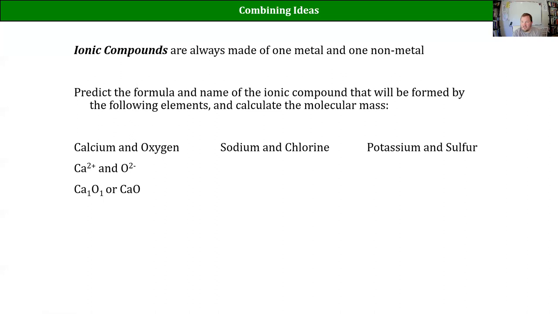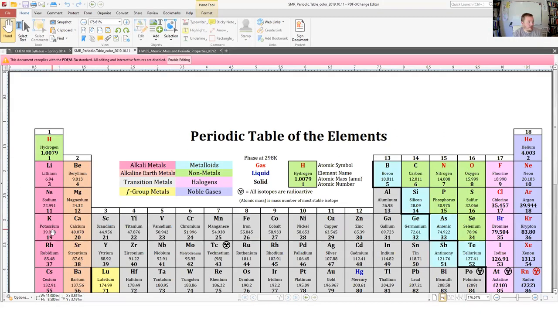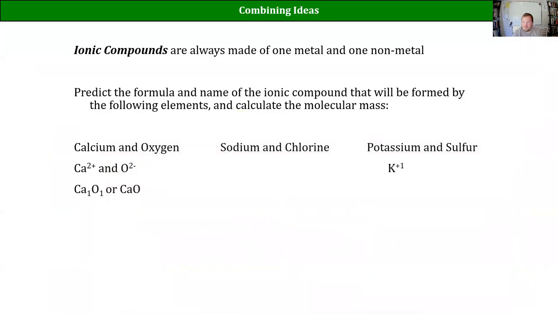Let's skip sodium and chlorine for a second and let's look at potassium and sulfur. So potassium, when it's stable, is going to have a charge of +1 because it's in column 1 on the periodic table. It needs to give away a single electron to be stable. Sulfur needs to gain 2 electrons, just like oxygen. So we've got potassium with a +1 charge and sulfur with a 2- charge. And again, +1 and 1+ mean the same thing. Doesn't matter if you switch the plus and minus on that one.